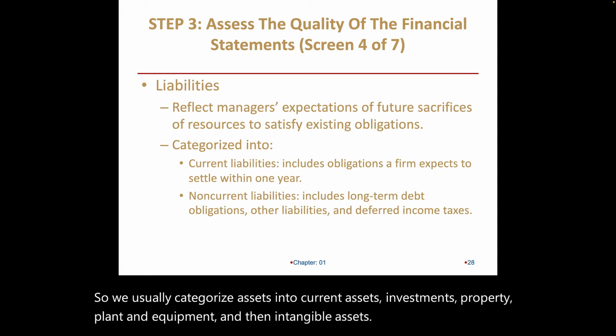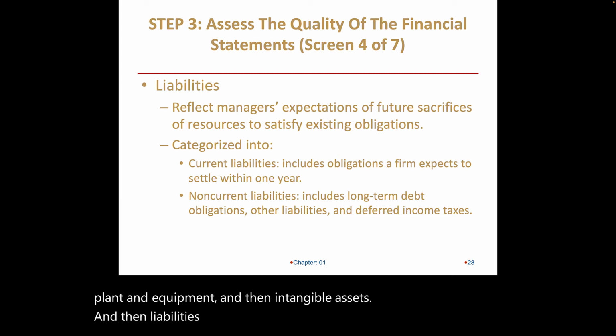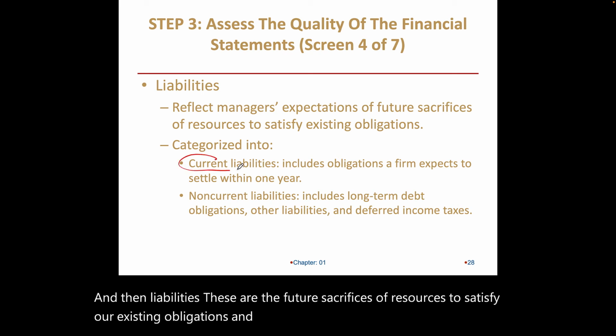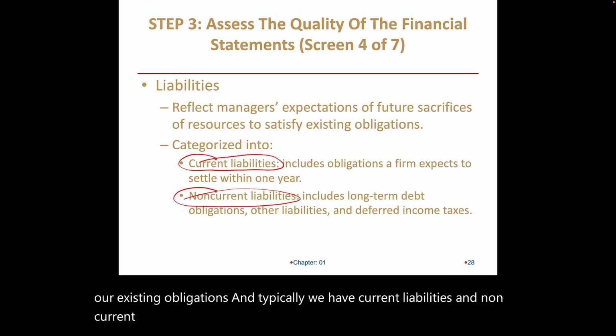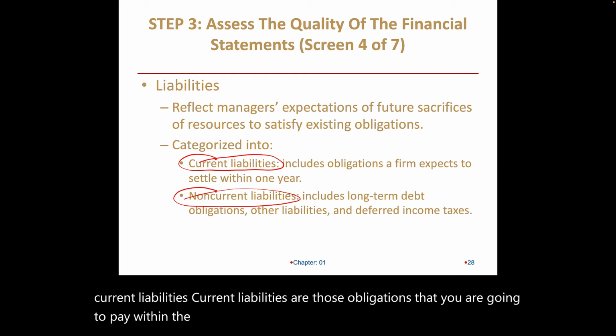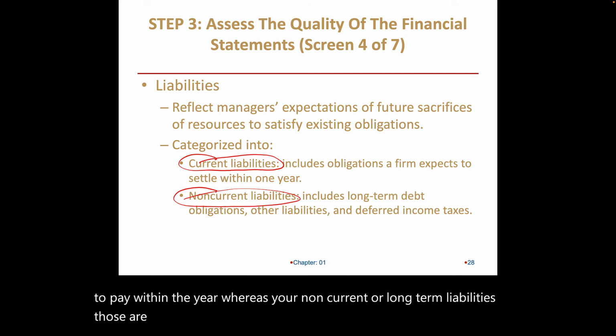And then liabilities, these are the future sacrifices of resources to satisfy our existing obligations. And typically we have current liabilities and non-current liabilities. Current liabilities are those obligations that you are going to pay within the year, whereas your non-current or long-term liabilities, those are usually greater than 1 year.